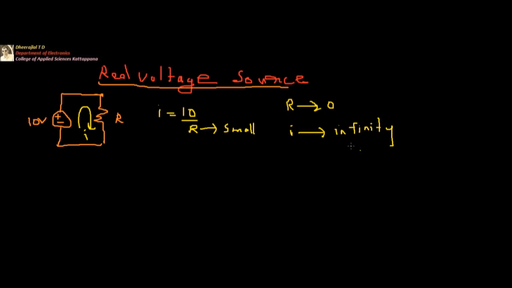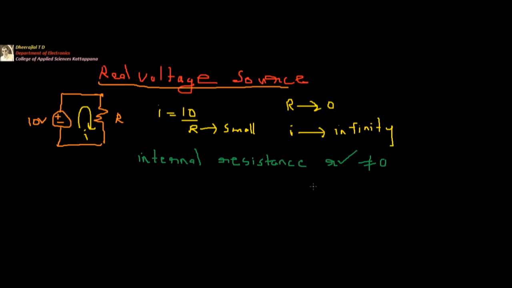So what is the case here? The important thing is that all practical or real voltage sources definitely will have some value of internal resistance. It may be very small, but there will be this internal resistance. It is not zero internal resistance as in the case of an ideal voltage source, but a practical voltage source has an internal resistance whose value is not equal to 0.